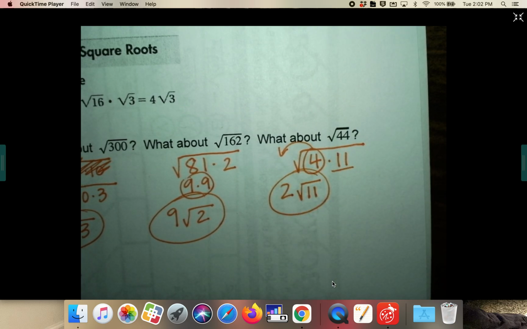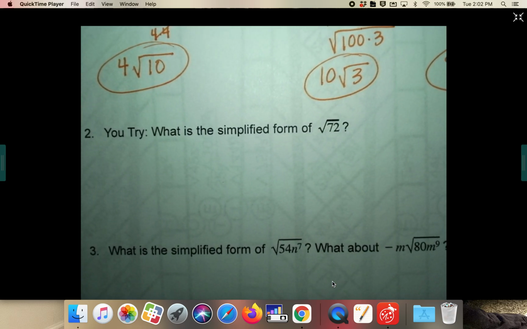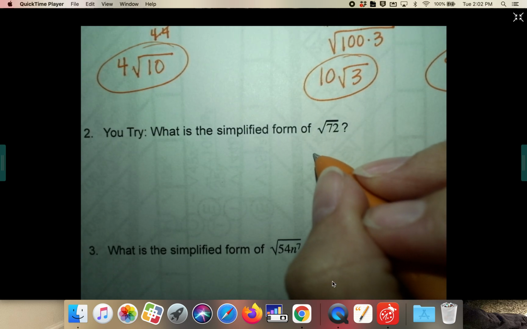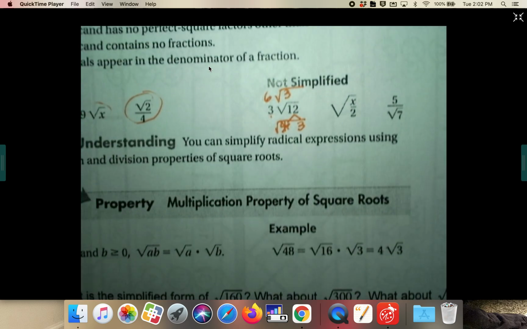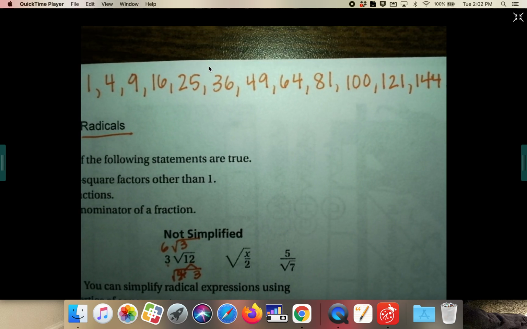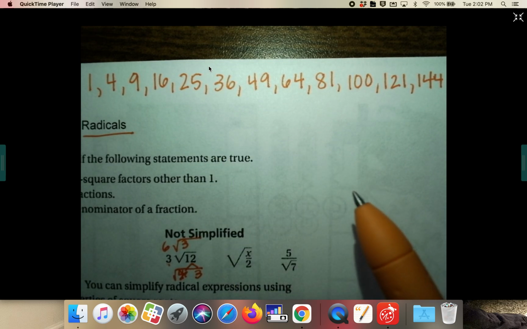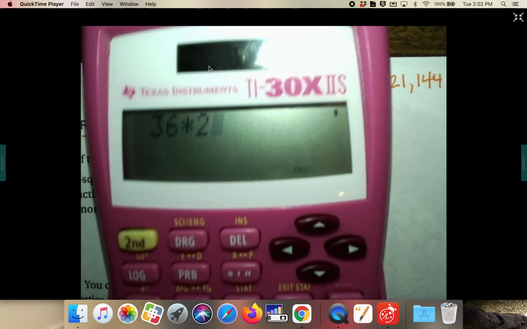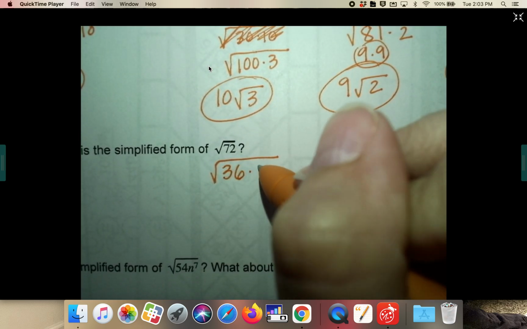Okay, 2 root 11. So go ahead and push pause, and I want you to try to find what the simplified radical form of the square root of 72 is. All right, if you're not quite sure, I will try to come up with this one with you. The square root of 72. What at least one perfect square? Is it 36? Is 36 times 2 maybe? Maybe 72. Okay, so it's 36 times 2.